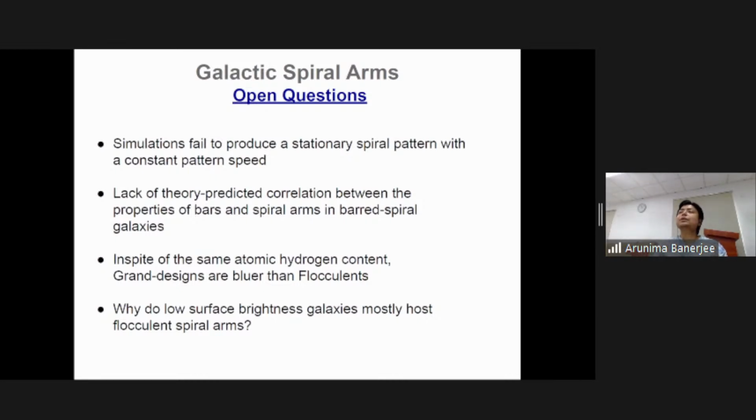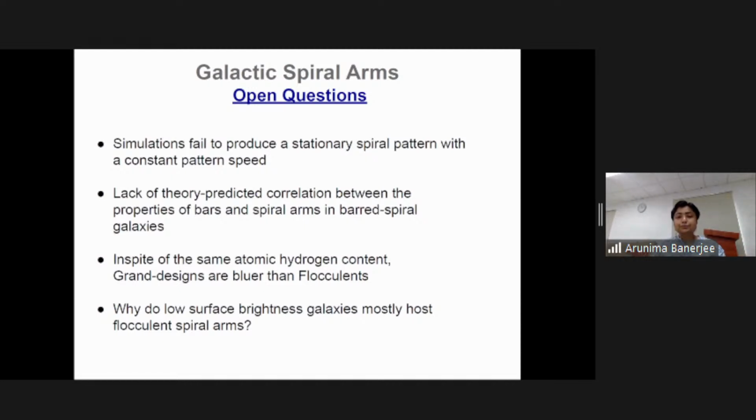And therein comes the importance of classifying more and more spiral galaxies. Because, I'll just give you a small example. When we develop a model, there would be various contributions, right? I mean, there will be various parameters in the model. For example, there can be an environmental influence.